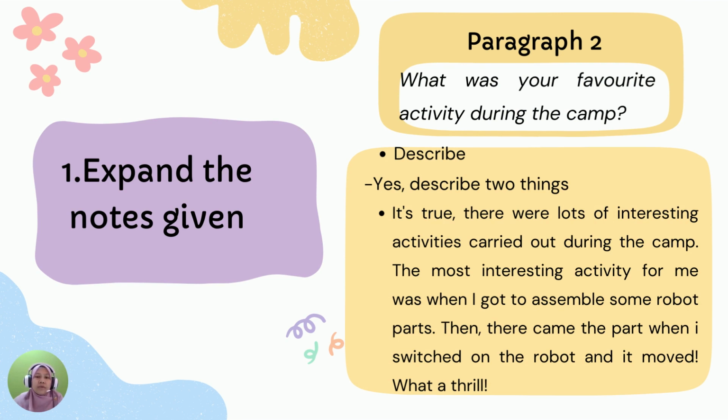Alright. For the next paragraph, what was your favorite activity during the camp? So here, we must describe two things. Okay? Yes, describe two things. It's true, there were lots of interesting activities carried out during the camp. The most interesting activity for me was when I got to assemble some robot parts. Then there came the part when I switched on the robot and it moved. What a thrill!